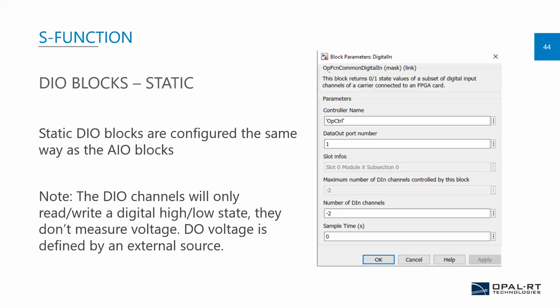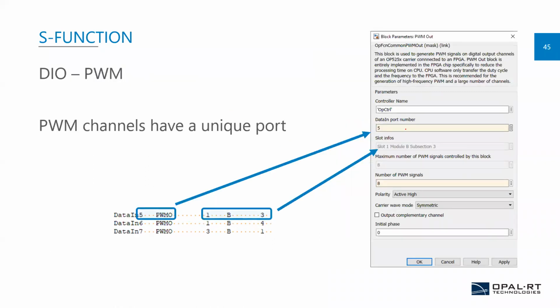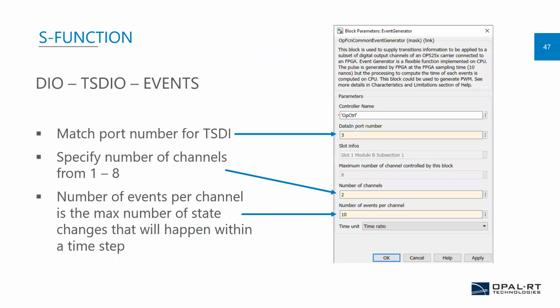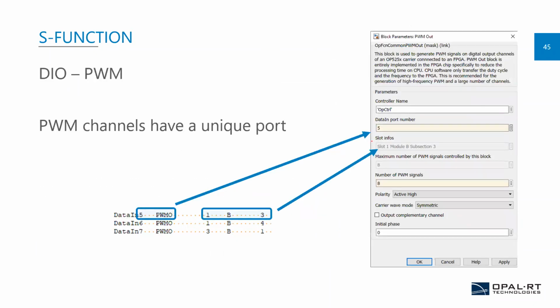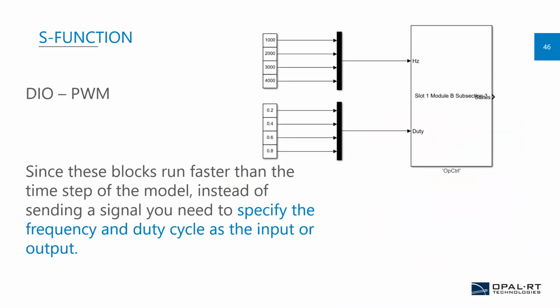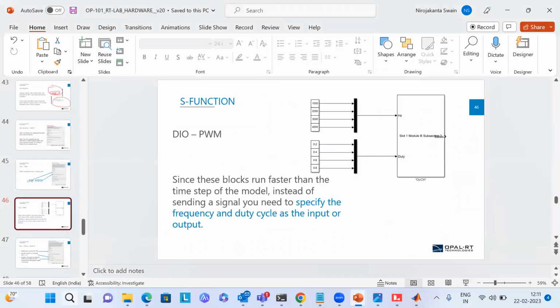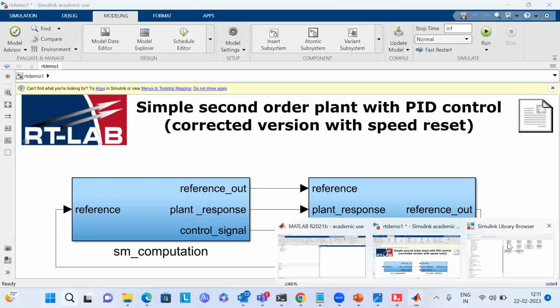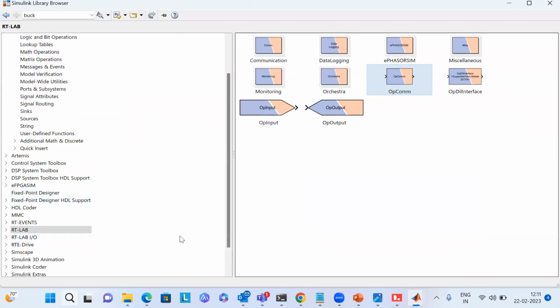Same procedure for the digital IO card. You just need to put the data output number. After that, you can generate your PWM signal. So here is how to generate your PWM signal. For this case, just a minute, I'll show you where that IO block is available.